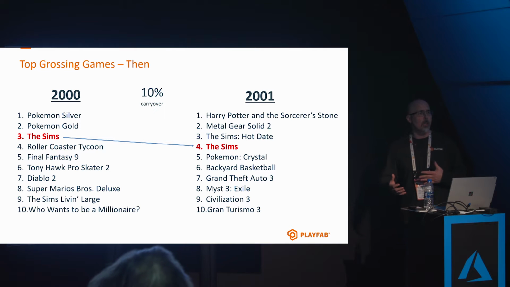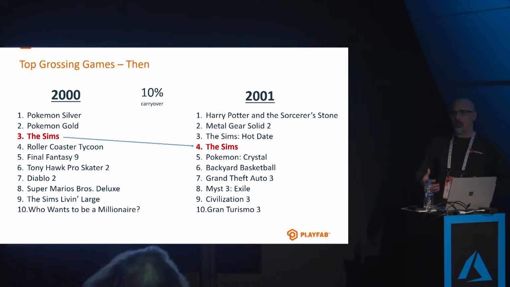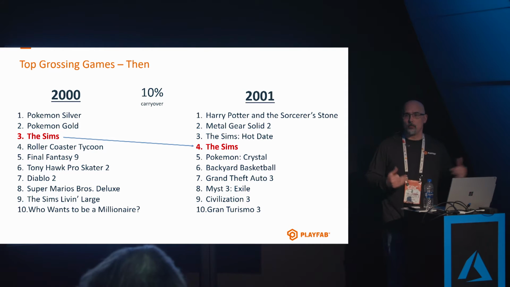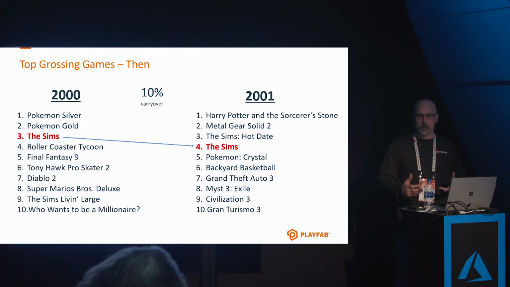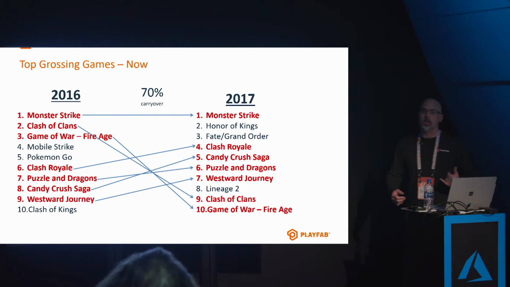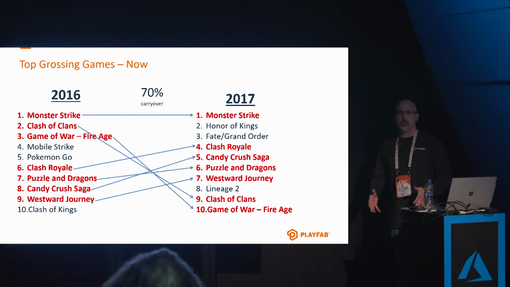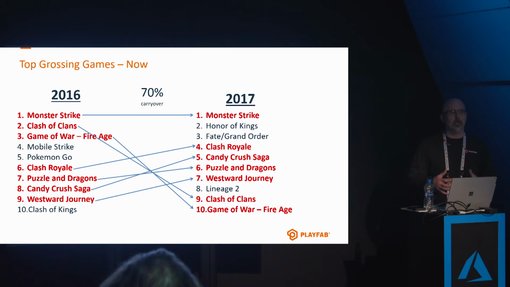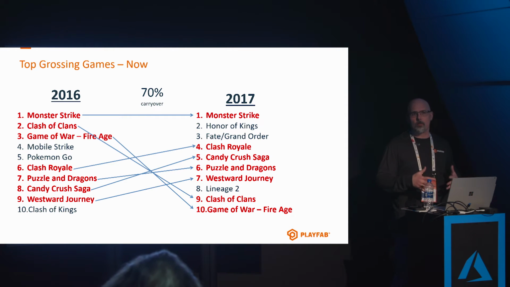Back in 2000, 2001, you had basically one game that was in both years in the top grossing games list. But if you then fast forward to a couple of years ago and last year, 70% of the games from those years were in both years. And the reason is because these games are all games that are using live game operations techniques.